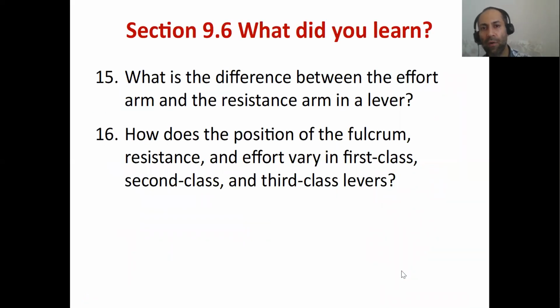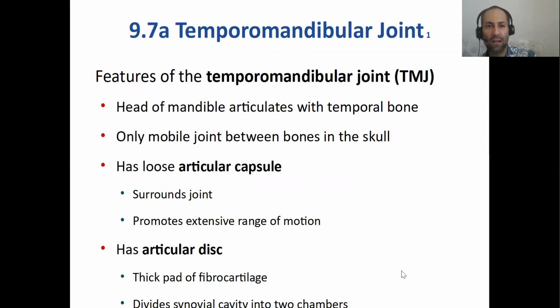So the difference between effort and resistance arm: the effort arm is where you apply the force. The resistance arm is the weight you're trying to lift. So what's the difference between first, second, and third-class levers? Go back and refer to those slides that we just saw.